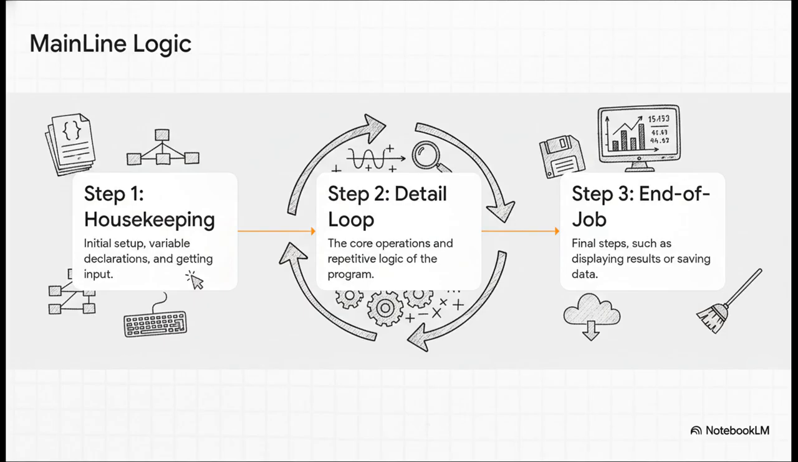First is housekeeping. This is where you set up your variables and get everything ready. Next is the detail loop. This is the real core of the program, where all the main work actually happens. And finally, you have the end of job tasks, where you might display the results or save your data.